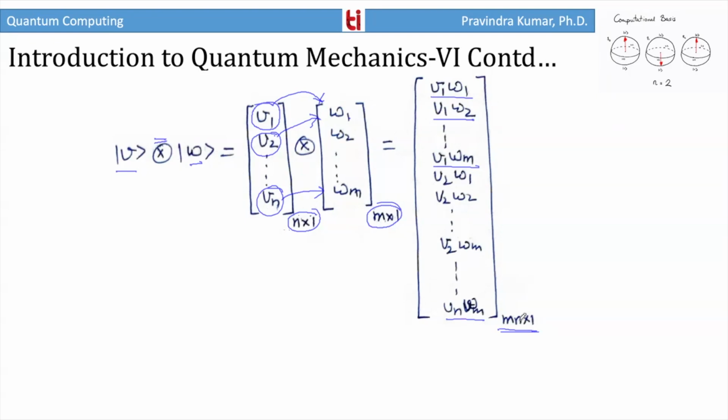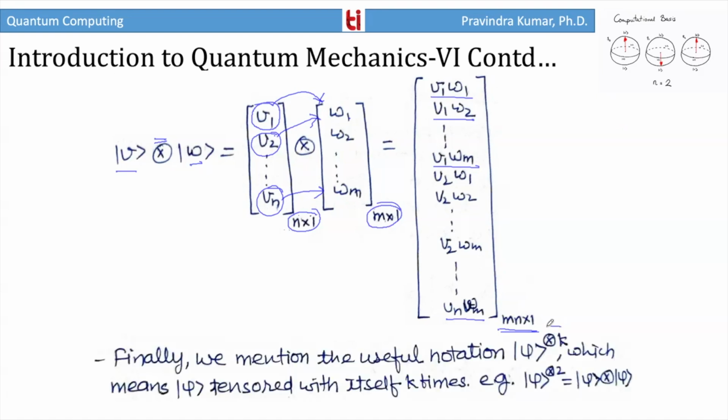So tensor product is a way of putting vector spaces together to form a larger vector space. This construction is crucial to understand the quantum mechanics of multi-particle systems. Finally, we mention a useful notation here, psi tensor k and tensor k in the power form.